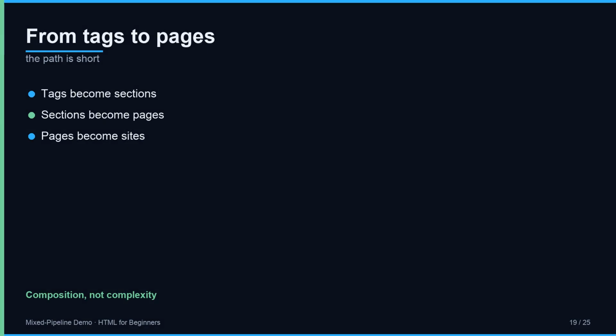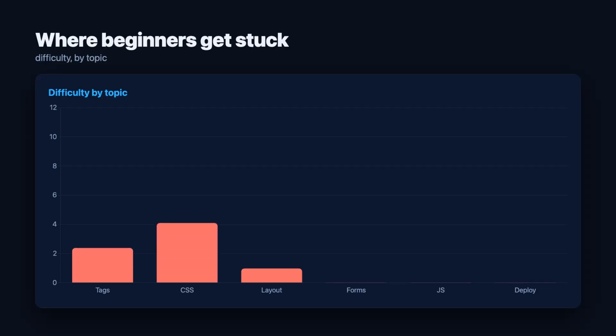The leap from tags to pages is shorter than it looks. A few tags become a section. A few sections become a page. A few pages become a site. None of those steps is hard on its own. The whole thing is composition, not complexity. You already have the pieces, one more set of numbers.